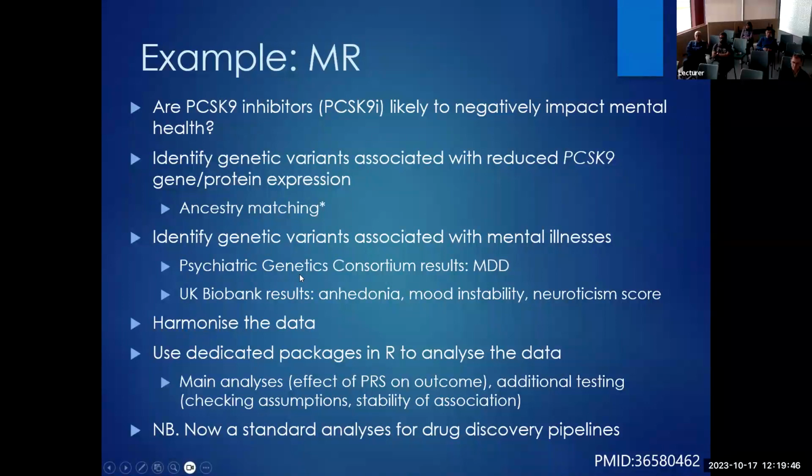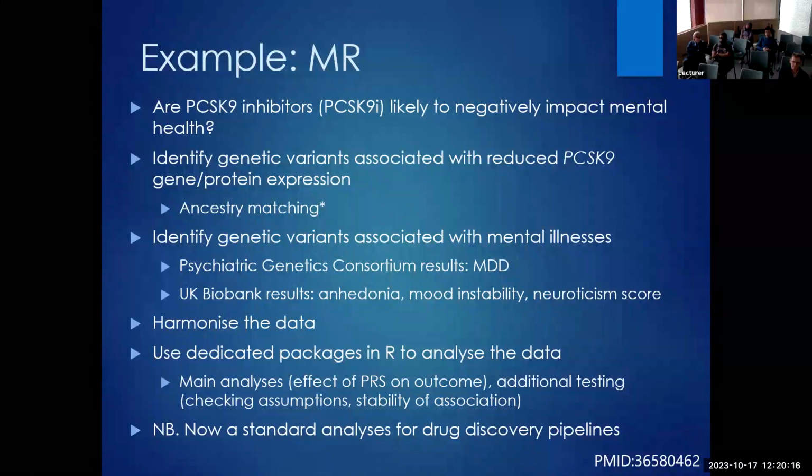The Psychiatric Genetics Consortium for the Mental Illness, UK Biobank results for other phenotypes associated with mental illness. Harmonization of the data is important, checking that you have the same genetic variants and you're talking about the same alleles and you've aligned them in the same direction. It is the most tedious part of the process, but it's important. You can use dedicated packages. Some of them help you with the harmonization, some don't. And we were able to check and see that actually, no, there was not an effect using this method.